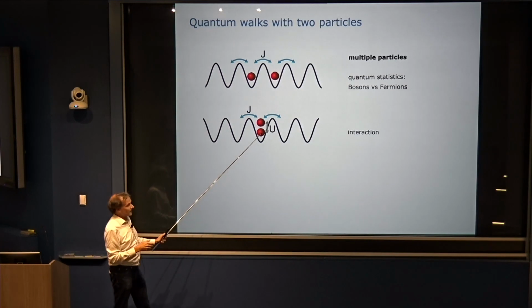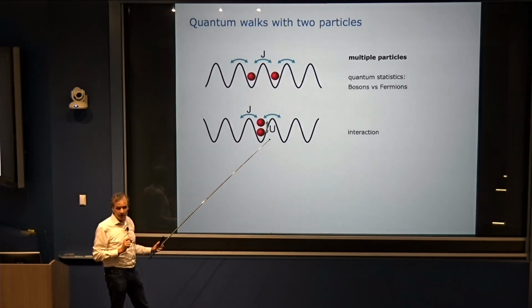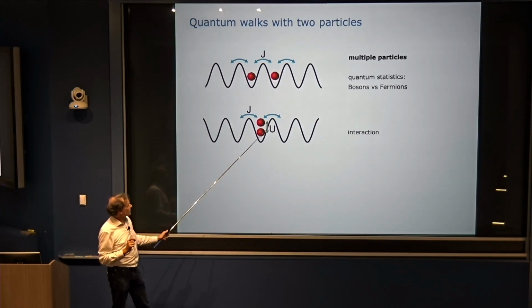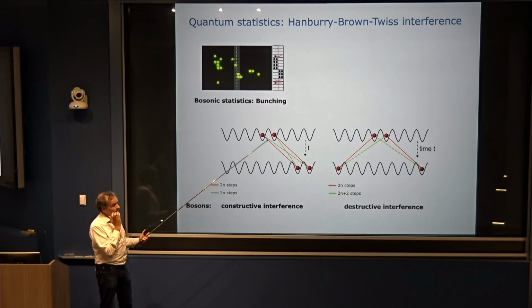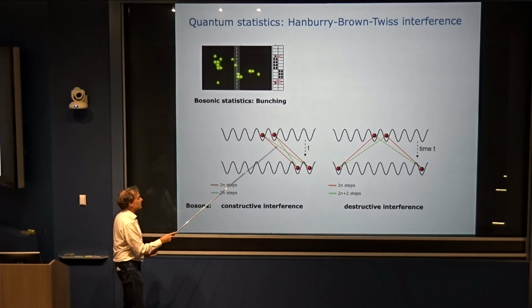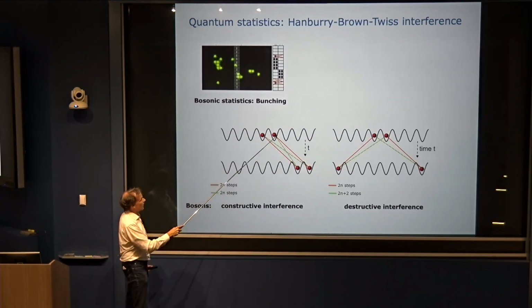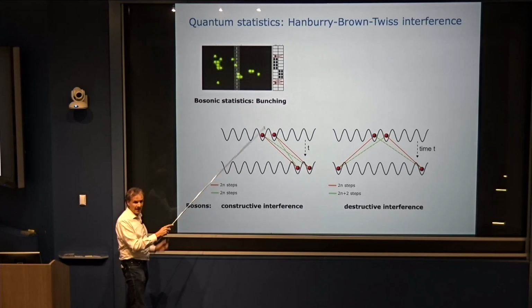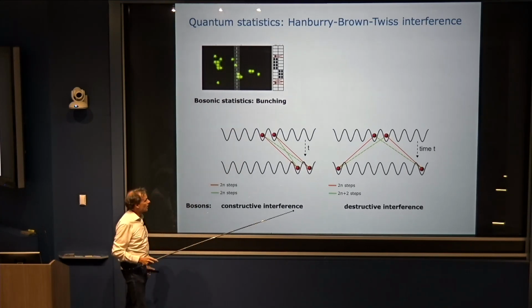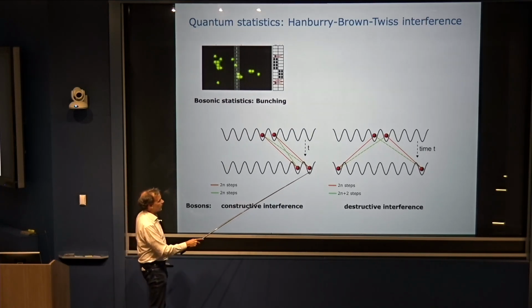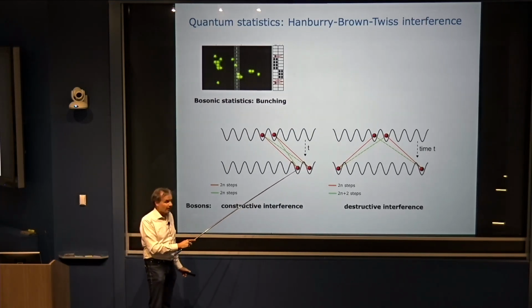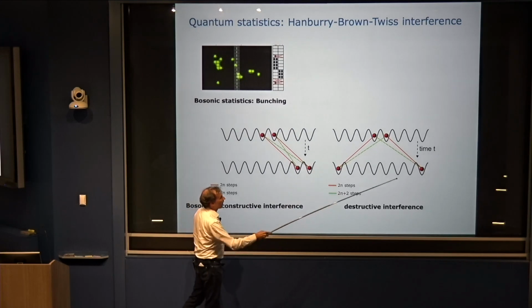Also, they can interact. If you have two atoms on the same site, they can repel each other. And that causes the on-site interaction energy U here. So let's try the following experiment. Let's put two atoms on two neighboring sites and then let them tunnel. And let's ask, how likely is it that they end up close to each other after some time or far away from each other?